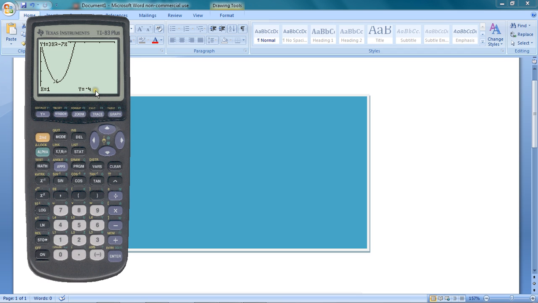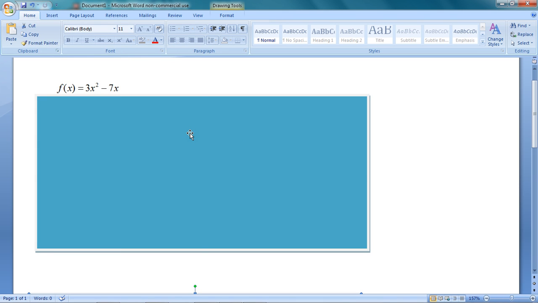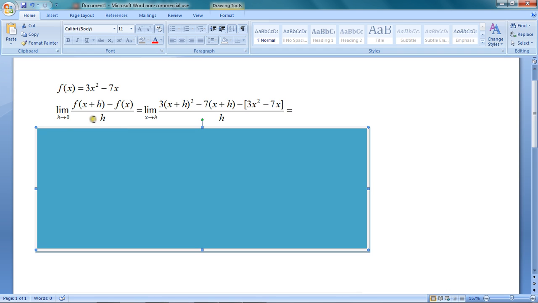So the first thing I want to do is find the slope of that tangent line. And I know that the slope of the tangent line is the approximation for slope of the function. So what I turn to is the limit definition of the derivative. So as I said, here's my function, 3x squared minus 7x. What I'm going to do is set up my limit definition.